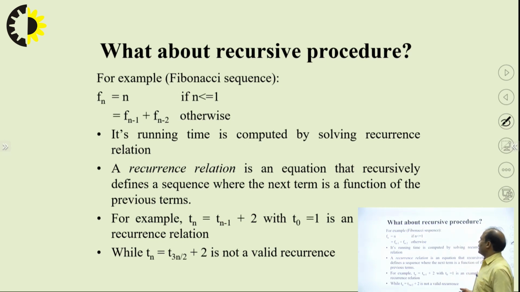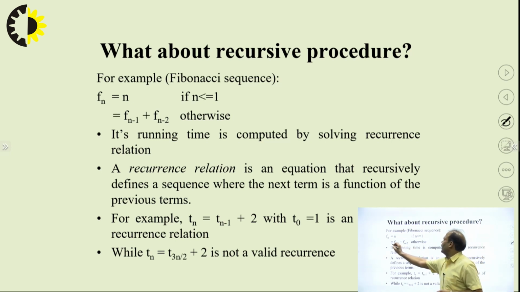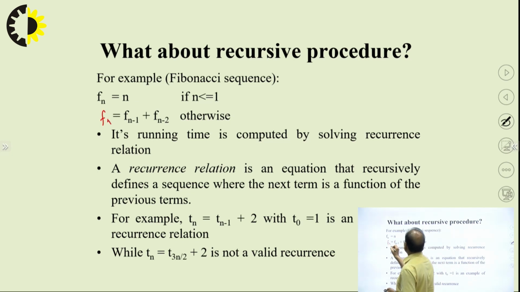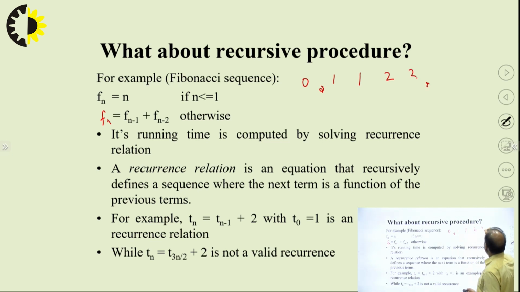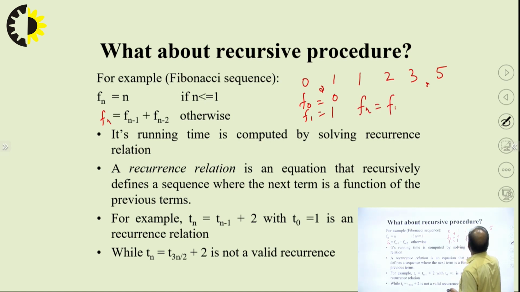The time of a recursive procedure is not easy to compute because of recursion, and we know that the computer evaluates recursion with the help of a stack. Consider this example of calculating the Fibonacci sequence. We know that the Fibonacci sequence is defined by 0, 1, then 1 plus 0 is 1, 1 plus 1 is 2, 2 plus 1 is 3, and 3 plus 2 is 5. In fact, it is defined as f0 equal to 0 and f1 equal to 1, and the nth term is denoted by fn minus 1 plus fn minus 2.